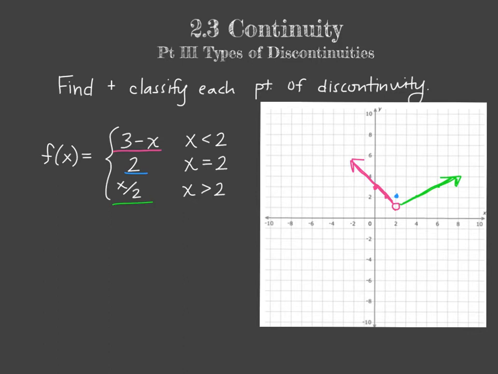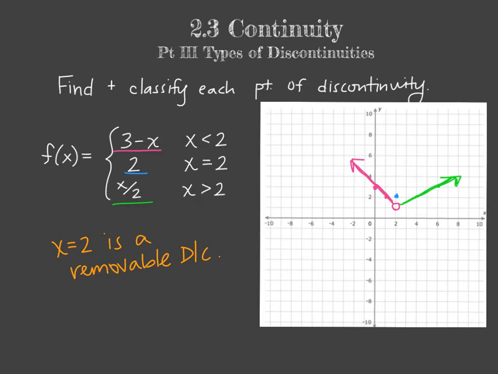But if we take a look, we can clearly see that the limit exists, right? We said that the limit's 1. Yes, as we approach from the left and the right of 2, our limit is 1, but our function value is 2. This type of discontinuity where the limit exists, but the function either is undefined or is elsewhere, like in this case, that's a removable discontinuity. So we would say x equals 2 is a removable discontinuity.